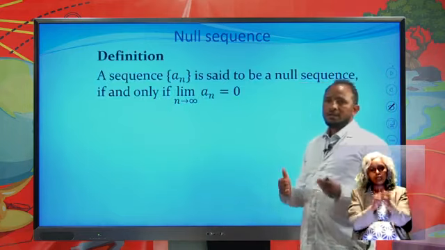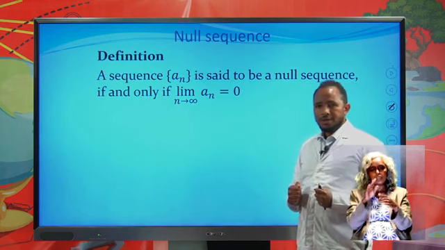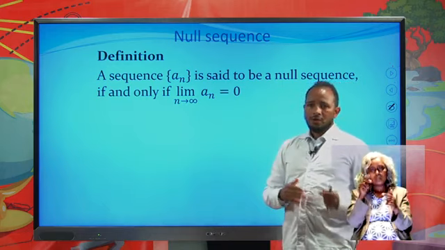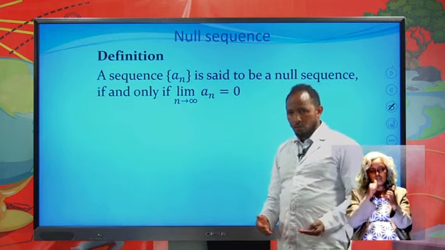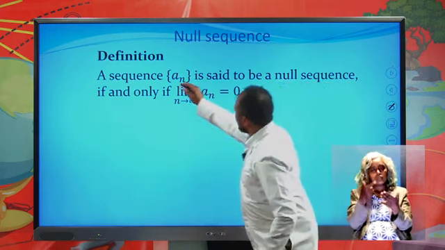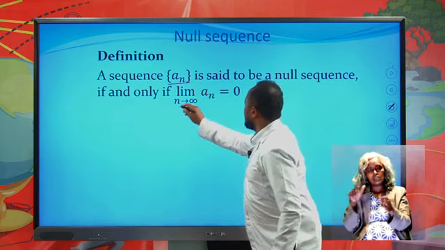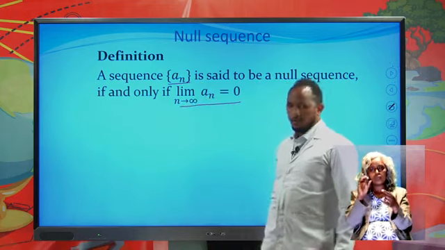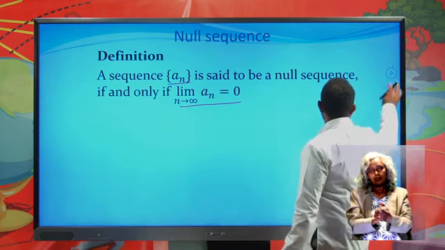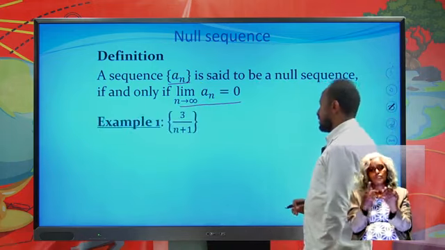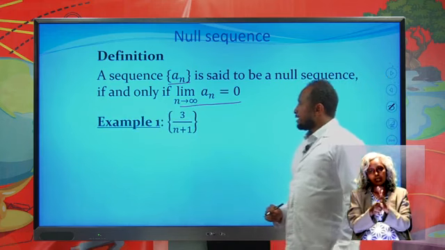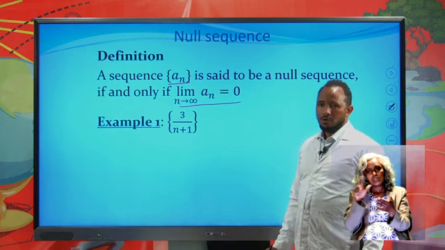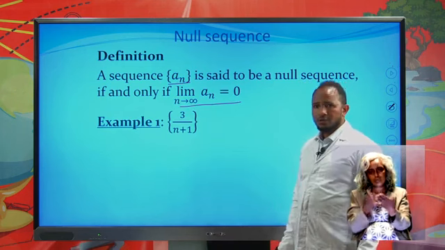A sequence a_n is said to be a null sequence if and only if the limit of a_n when n goes to infinity is 0. So we say this sequence is a null sequence if the limit of that sequence when n goes to infinity is 0. Now let's see an example for this. The first example, check whether this one is a null sequence or not.